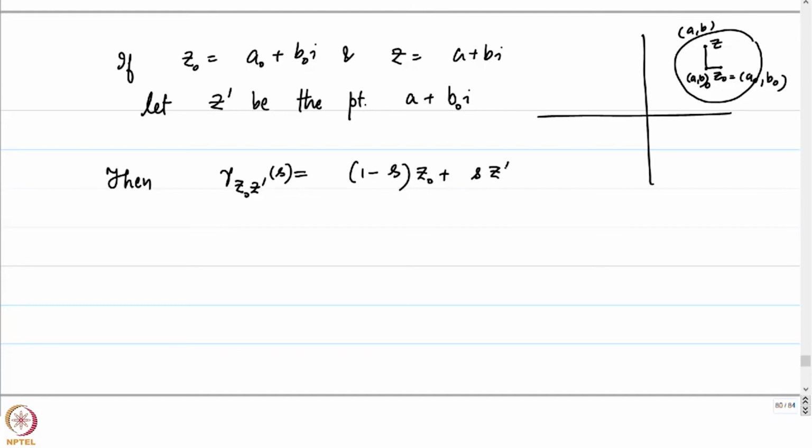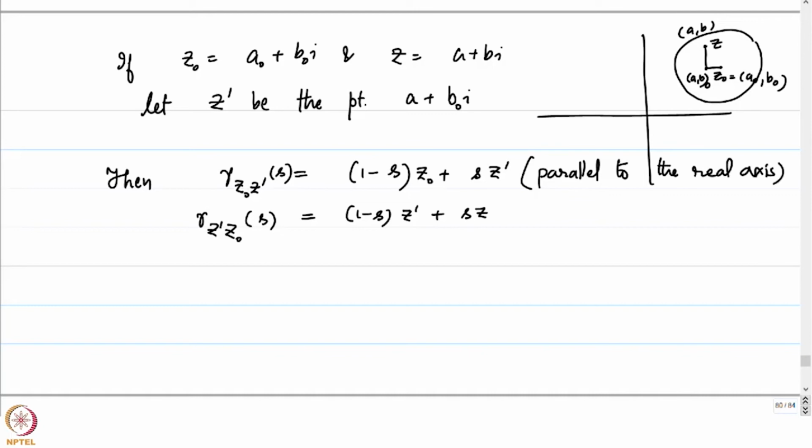This is a straight line path from z0 to z prime, and by definition this is going to be parallel to the real axis. And gamma z prime z of s, which is given by 1 minus s times z prime plus s times z, is a path which, this is parallel to the real axis, and this is parallel to the imaginary axis. Define gamma to be obtained by concatenating this.